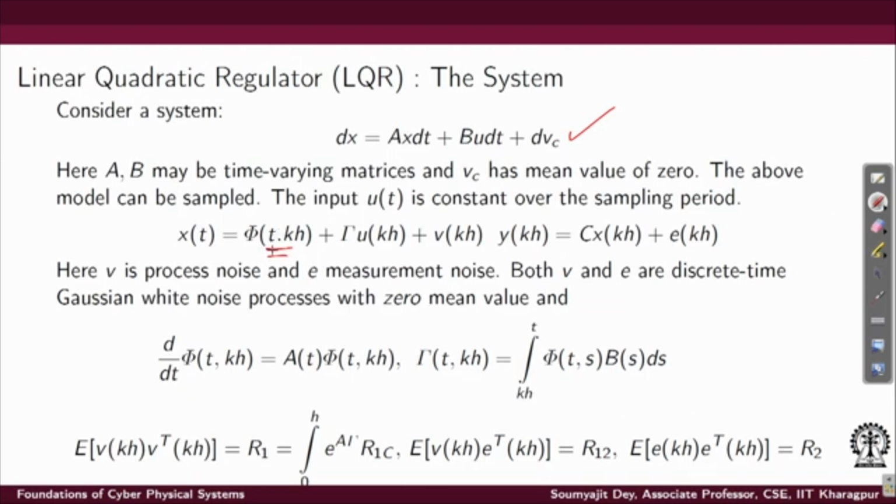T is equal to kh, and at different such time instances, let me just figure this thing in a better way. Let us say x at (k+1)h relates to the values of phi and gamma at kh. That is what we are trying to talk about here. So this is y, and this is the y equation. Now this v is your process noise and e is your measurement noise here.